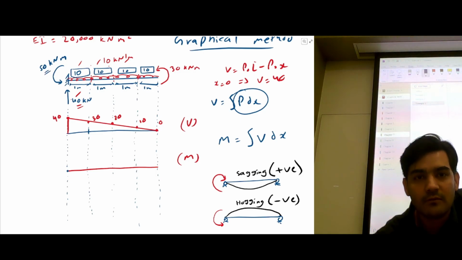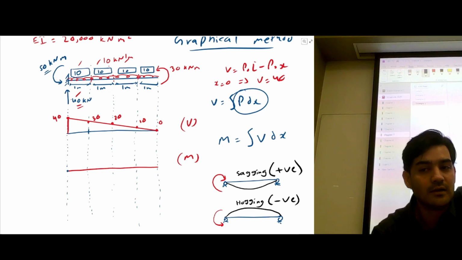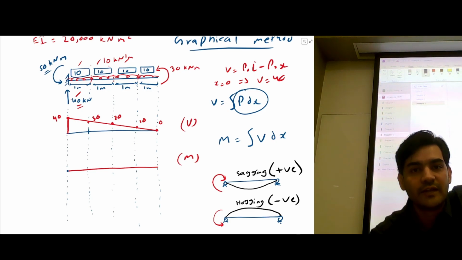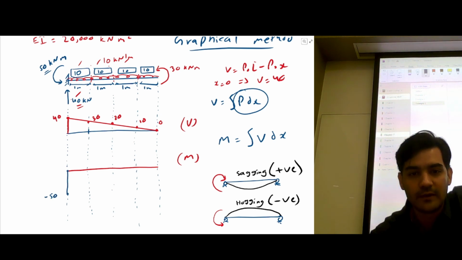So this is minus 50, right? Like before, we had a shear force 40, so we go up 40. Now we are determining the bending moment diagram. So 50 is the moment. I'm going to go down 50. So this is negative 50 moment, right?